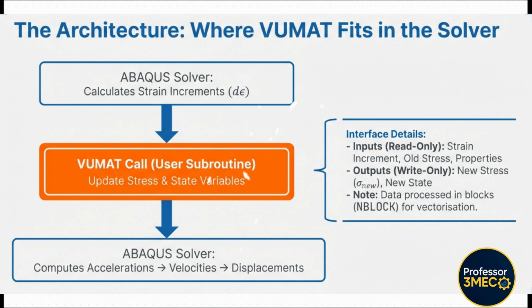So where does it actually live in the process? It's pretty cool. The ABAQUS solver chugs along and calculates a strain increment. Then it hits pause and calls your VUMAT. It hands you that strain data and the old stress state, and your job is to calculate the new stress and update everything. You're basically plugging your own custom physics engine right into the heart of the solver.